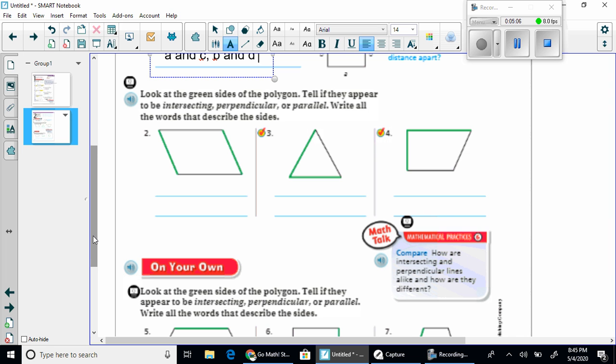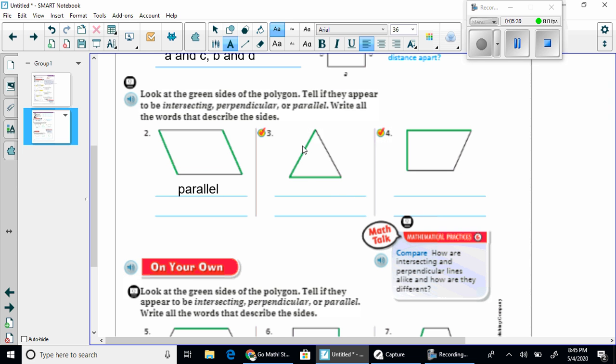Okay, so they're saying look at the green side. So for number 2, we are looking at this side here and this side here. If we notice, these 2 lines here do not cross or meet, and they are the same distance apart. These lines will not form any angles, so it would be parallel. So I would write parallel here on the lines. I'm going to make my font a little smaller here. My box line, and this would be parallel.